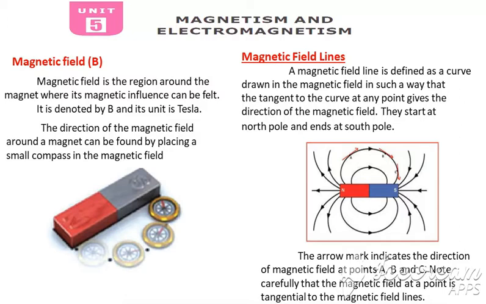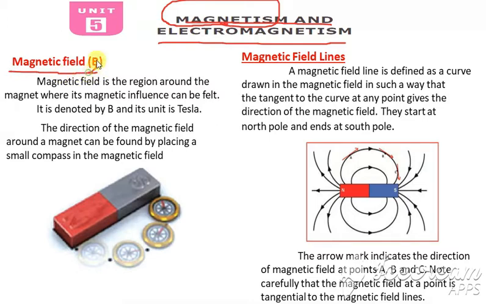Today we are going to see the fifth lesson, which is magnetism and electromagnetism. In this lesson, we are going to see only the concept of a magnet: how it is, and what the terms involved in it are. First, we're going to see what a magnetic field is.